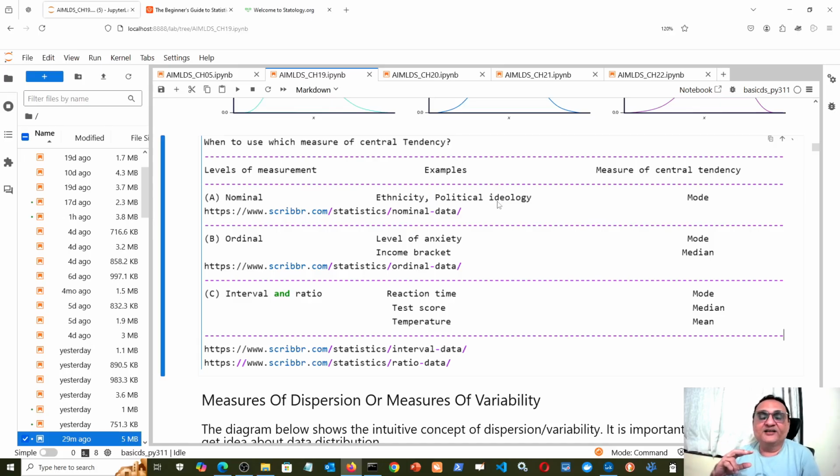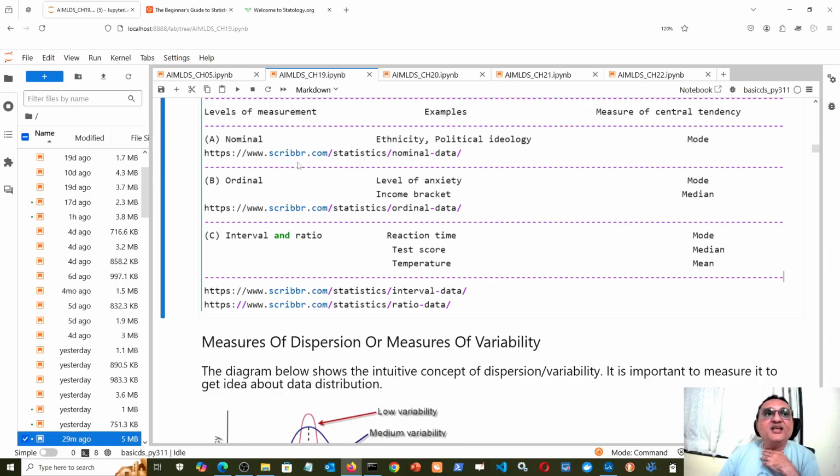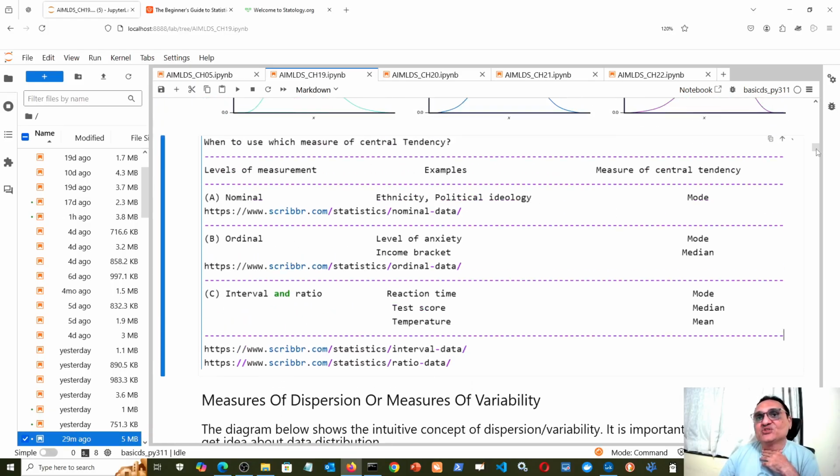Okay, so here, political ideology, maybe Republican is shown by 1 and Democrats are shown by 0. That again does not imply any order. That is just a randomly selected binary encoding, right? So if that kind of data is there, then you will choose the mode for measuring two samples.